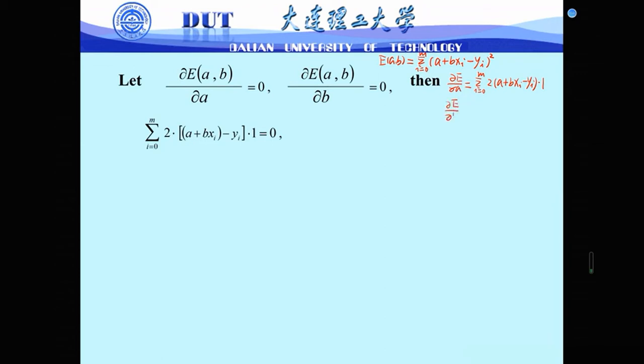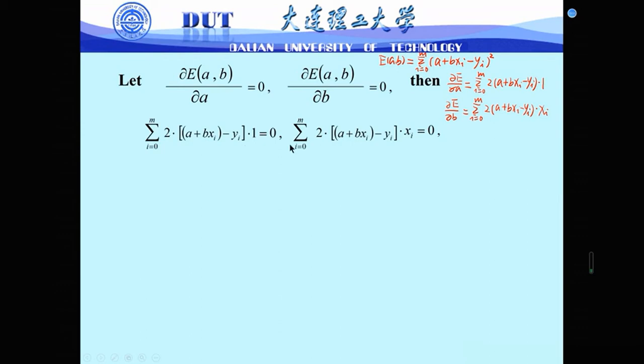And what is partial E partial B? Similarly, summation i from 0 to M, and 2 times (a plus b xi minus yi) multiply the partial derivative on B. Here, b is a variable, so xi are constant, so the partial derivative should be xi. You should know here, a and b are two variables, xi and yi are given constants. So this is partial E partial B: 2 times (a plus b xi minus yi) multiply xi equal to 0. We need to determine the two unknowns a and b.